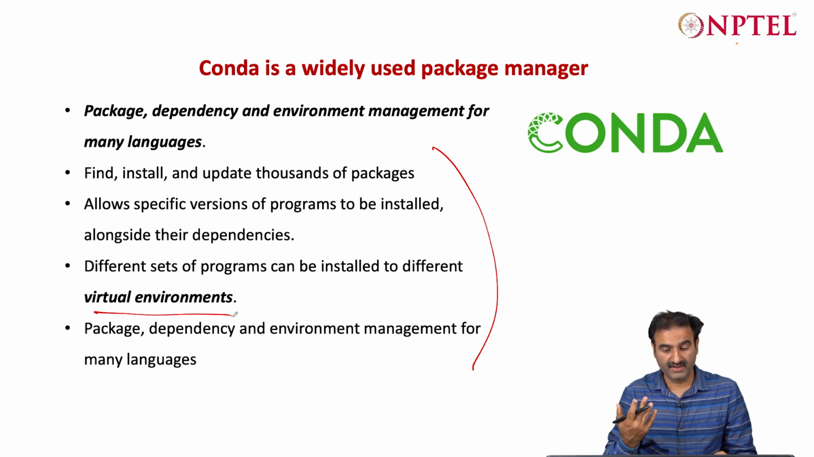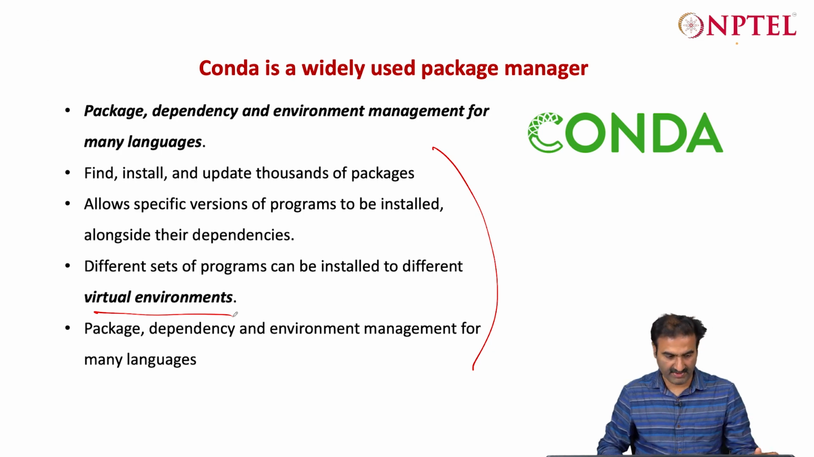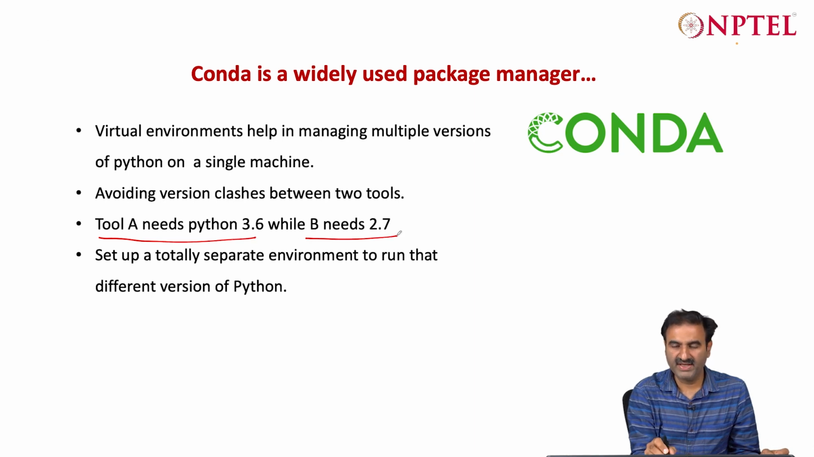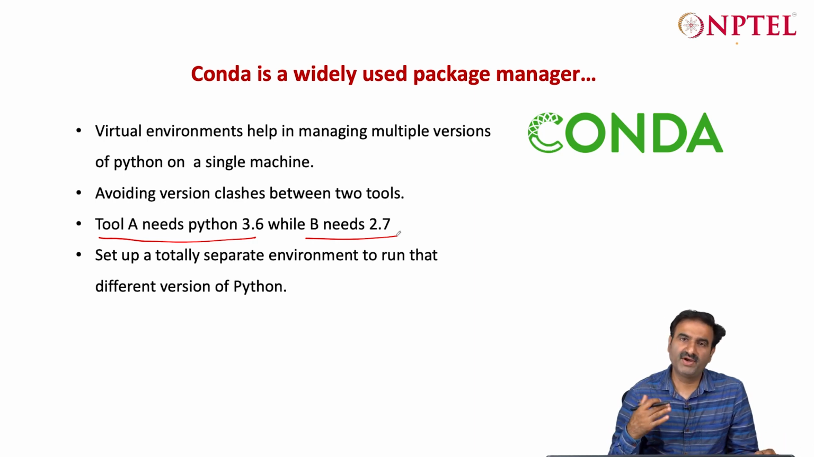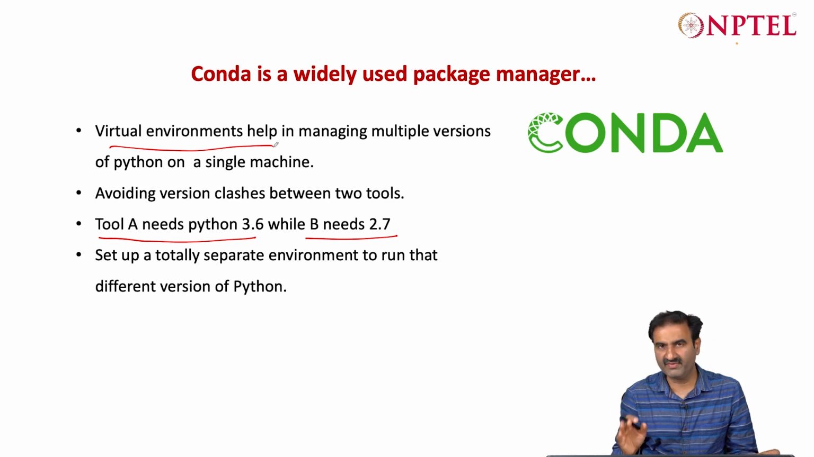Many times, one program uses one Python version and another program uses some other version. You can set those dependencies using the Conda environment. For example, tool A needs Python 3.6 whereas tool B needs 2.7. This can also be handled by Conda. Otherwise, you would have had to change the system or install two versions of Python, and they might have created a conflict at some point. Virtual environments can also be created, which we will see in the next few classes.